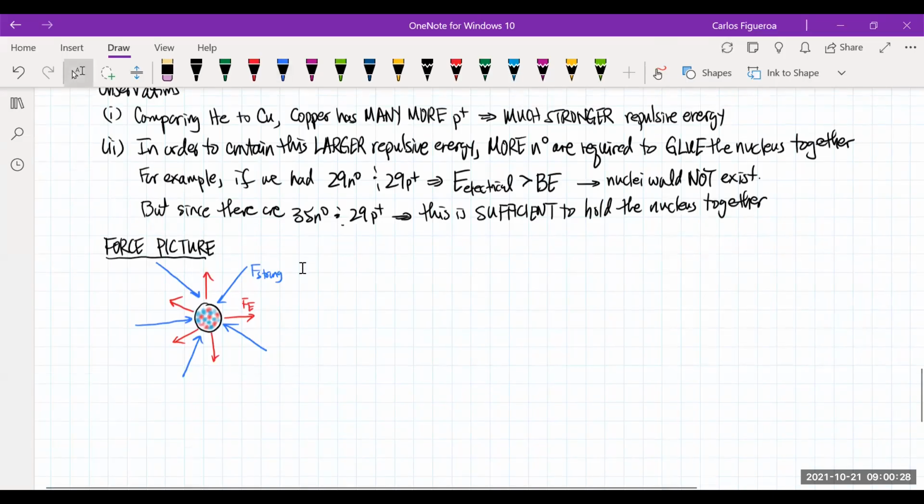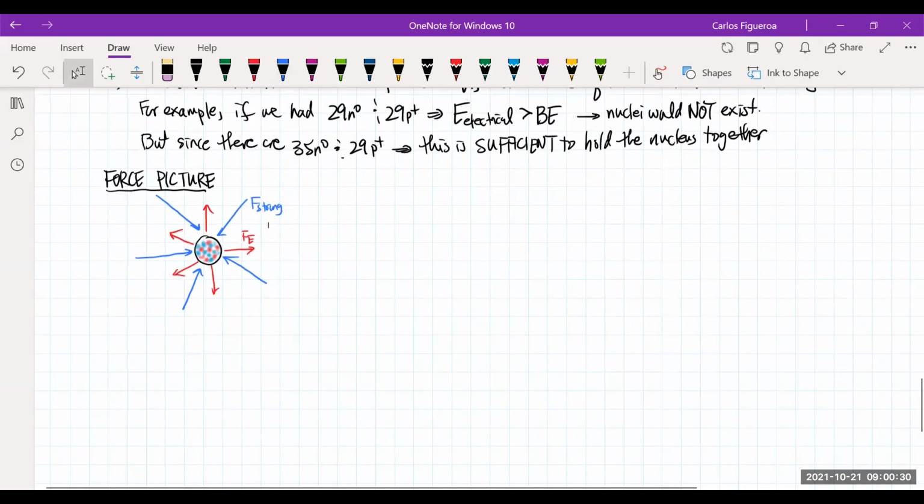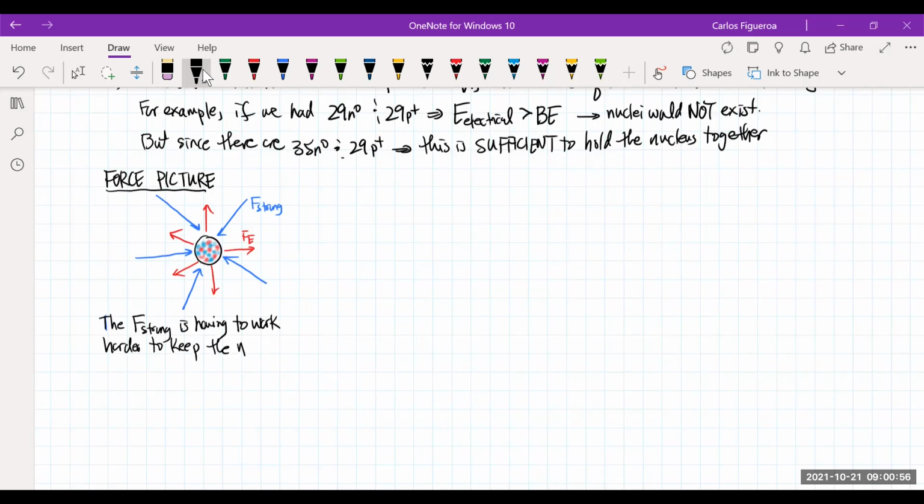Right? So in this case, we say then that the strong force is having to work harder to keep the nucleus together.